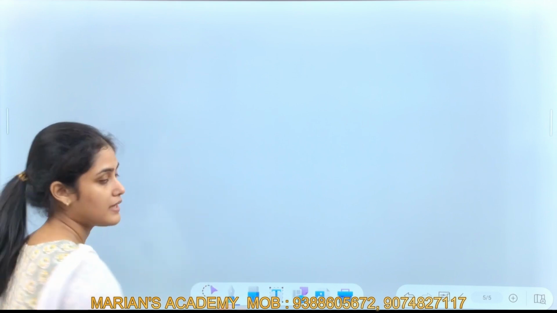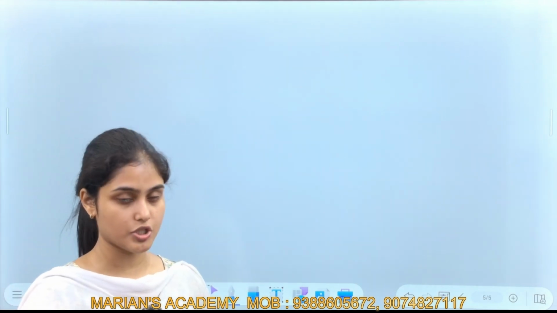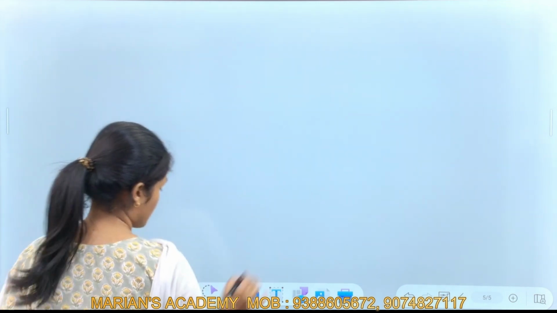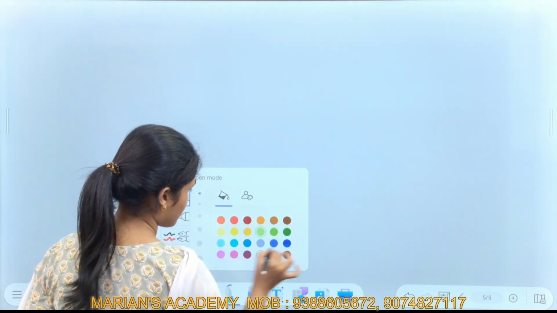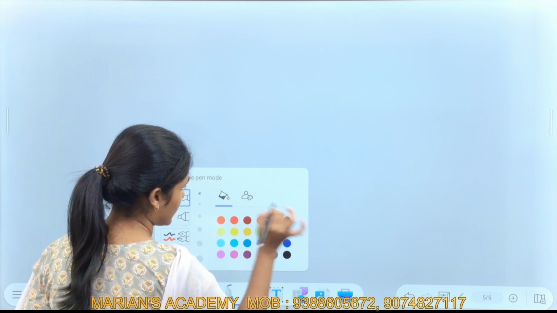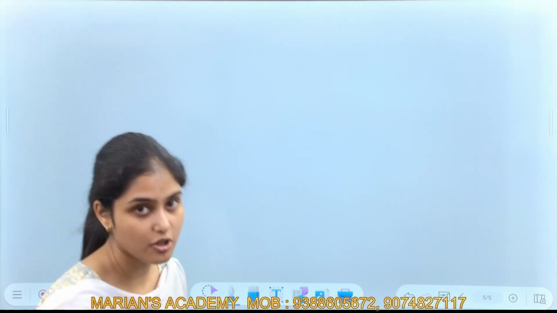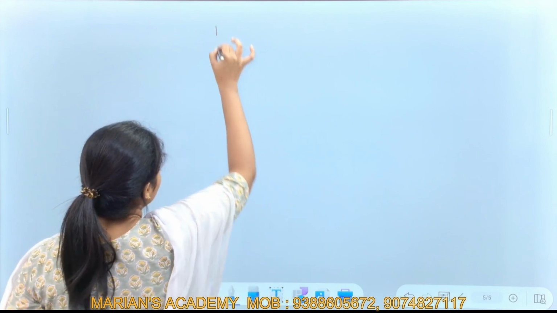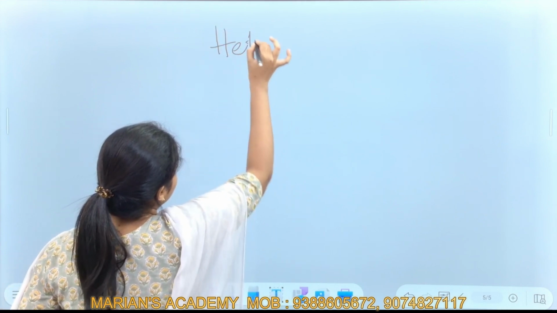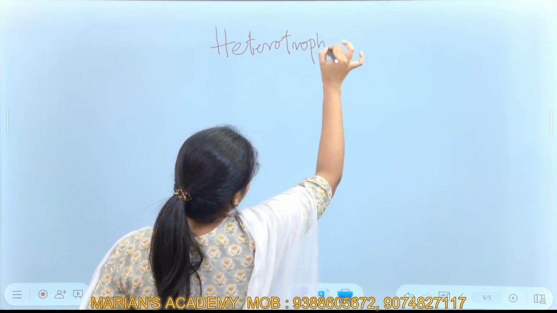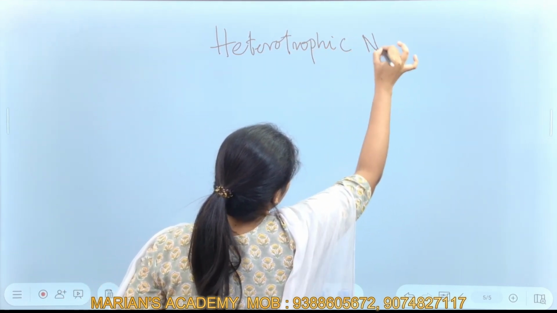That is, likewise we talked about the classification of autotrophs, I am going to classify heterotrophs for you. So, I will just change the color. I will give brown for that. We are talking about the organisms which depend on other organisms, right? So, heterotrophic nutrition.